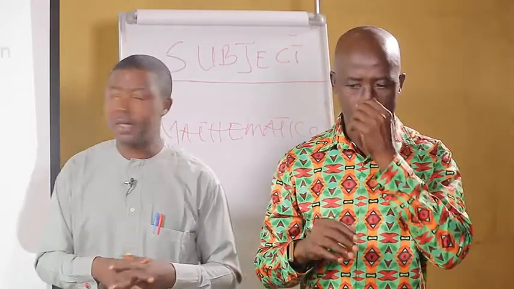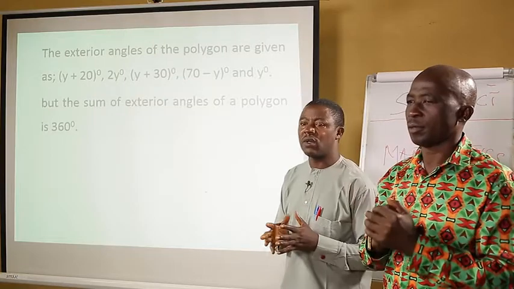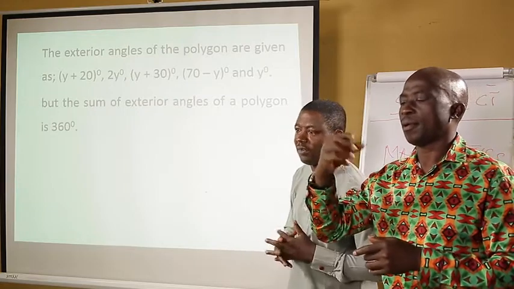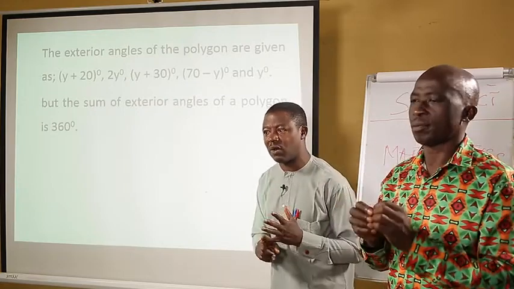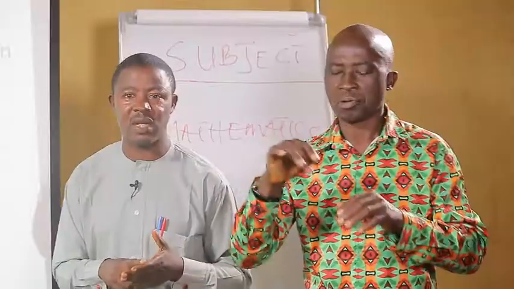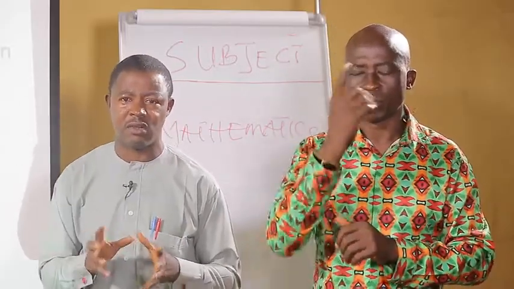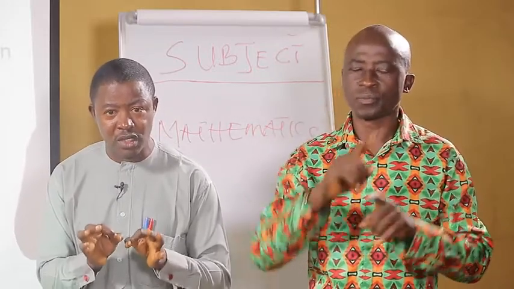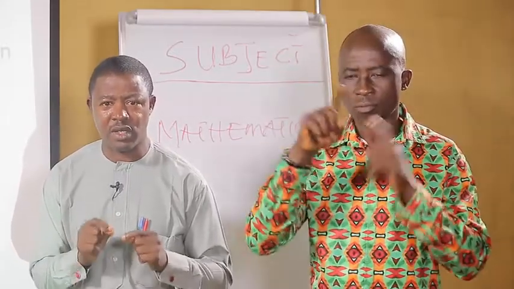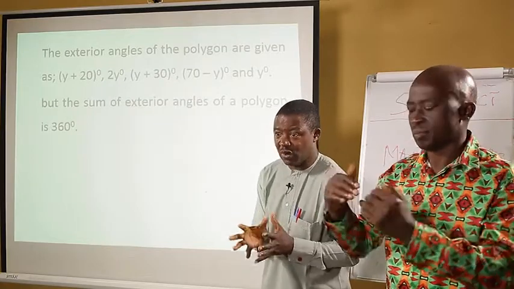Take note, my student, if you observe the question very well, we were not given the number of sides of the polygon. It wasn't spelled out whether it is a triangle, a quadrilateral, a pentagon, a heptagon, or any type of polygon. But one thing you should take notice, the question is talking about exterior angles.